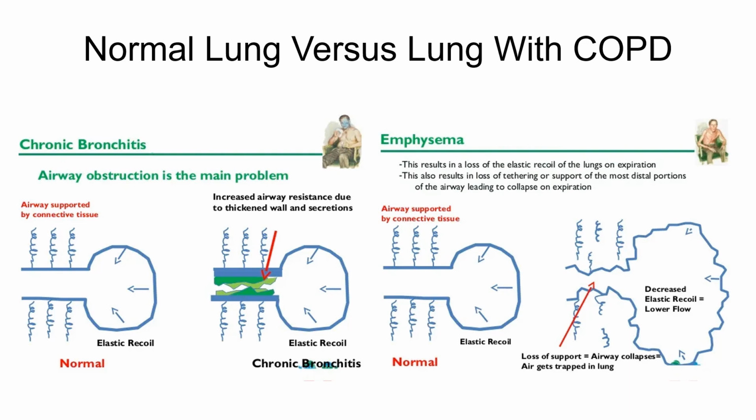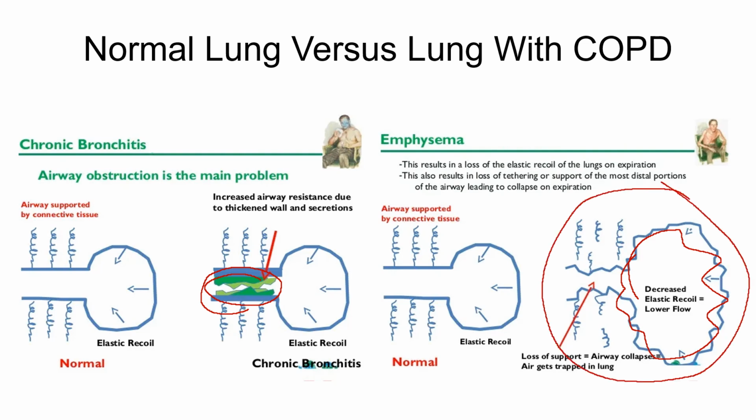Let's look at a normal lung versus a lung with COPD. This is just another visual so you can get the picture. On the left we have chronic bronchitis, and remember these are the large airways, the bronchioles, with a thickened wall and lots of secretions blocking the airway. Versus emphysema, where there's loss of support, the airway collapses, air is getting trapped in the lung, and the elastic recoil is having problems with the little alveoli. So this is alveoli, small airway. This is bronchioles, big airway. Emphysema is loss of elasticity, and chronic bronchitis is lots of mucus production and airway resistance.